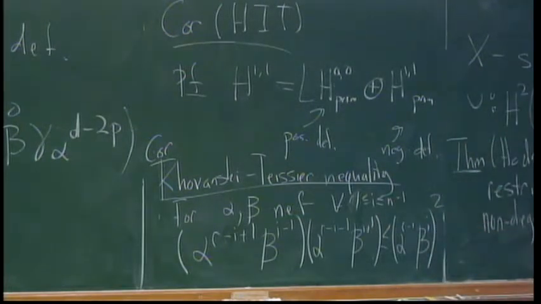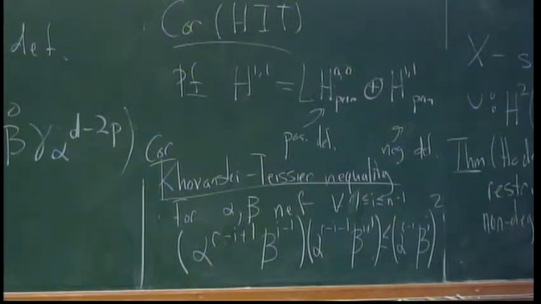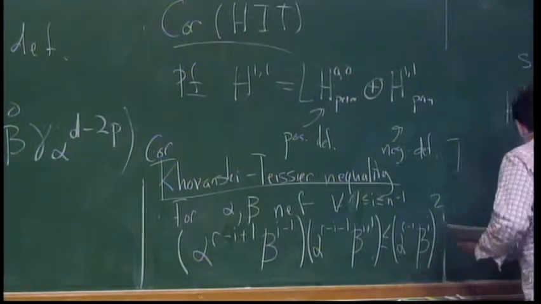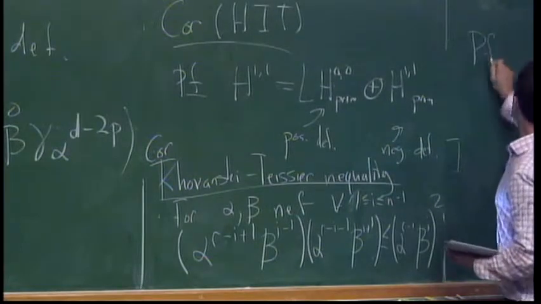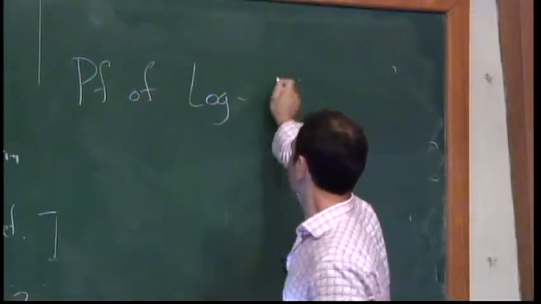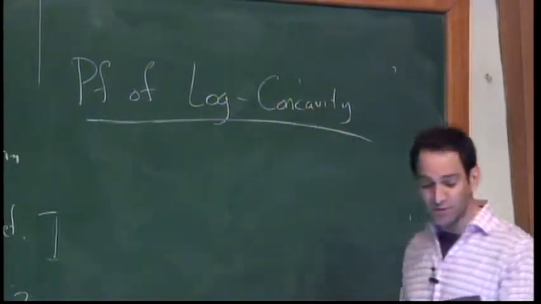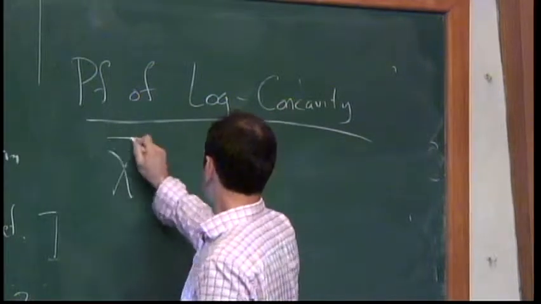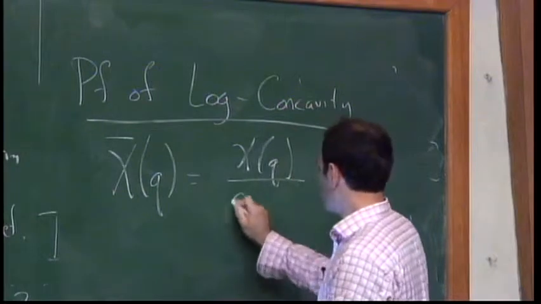And now this really looks like log concavity. All right, so now let me give you the proof of log concavity in the realizable case. So the first step is we use the reduced characteristic polynomial, which is just the characteristic polynomial divided by q minus 1.